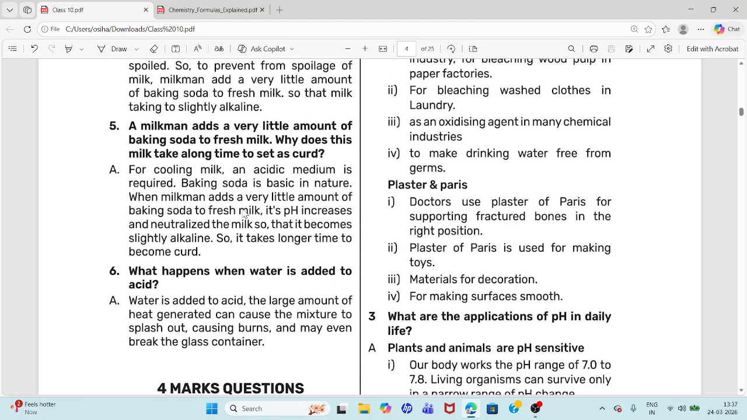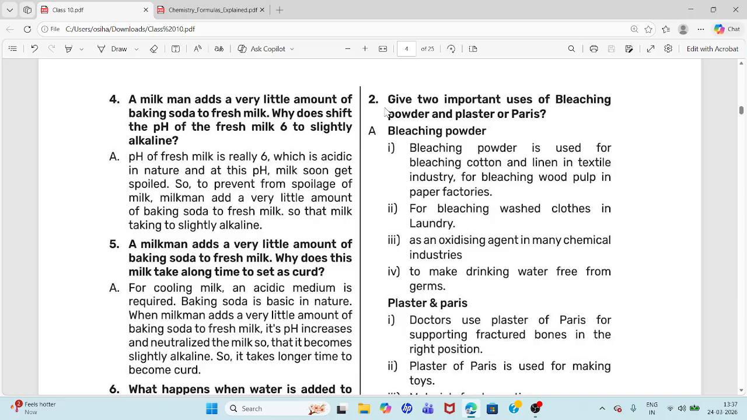Now, second question: give two important uses of bleaching powder and plaster of Paris. Answer, bleaching powder. First point, bleaching powder is used for bleaching cotton and linen in textile industries, and for bleaching wood pulp in paper industries.